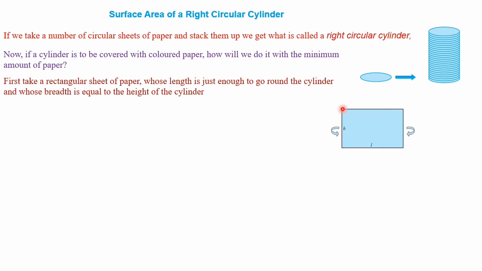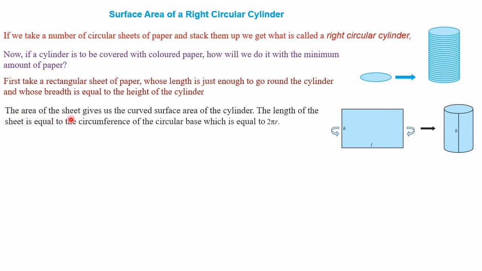That means the length of the rectangular sheet of paper we can write as L, and this we can consider as H, the height of the cylinder. We will just cover the outside, the curved portion of the cylinder, and leave the upper and lower portions. The top and the base are circles. We exclude these two portions and cover only the outer curved portion.